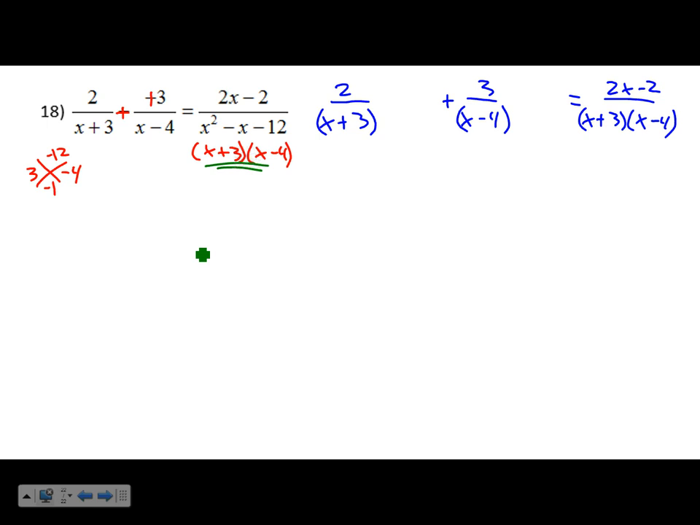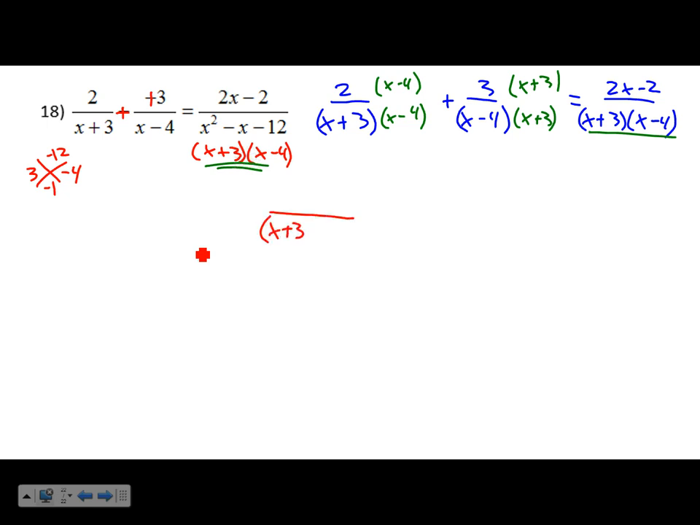So we want all these to match, so this one doesn't have an x minus 4. This one doesn't have an x plus 3. That's supposed to be a 4. I don't know how I messed that up. That looks very ugly. X plus 3 times 3. And luckily this one has both of them, so we're good to go. So our denominators then are all the same.